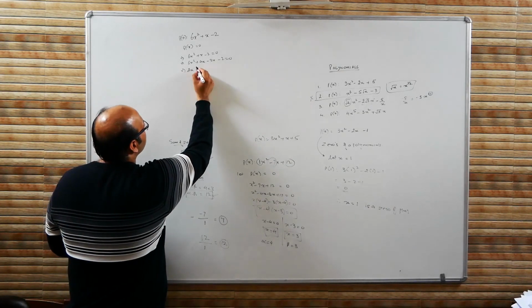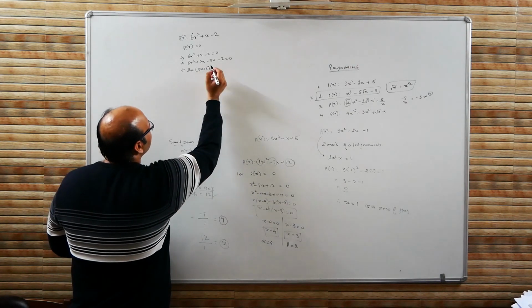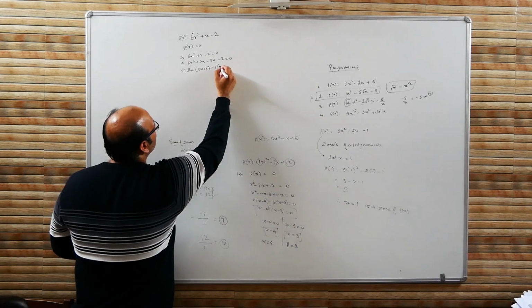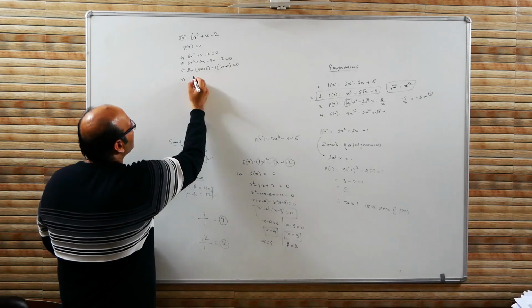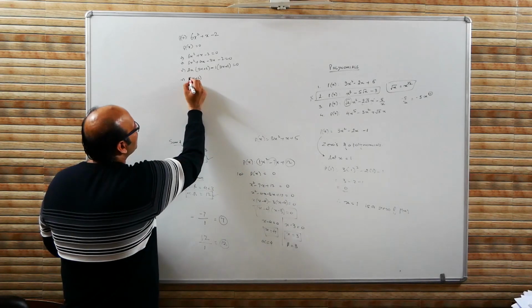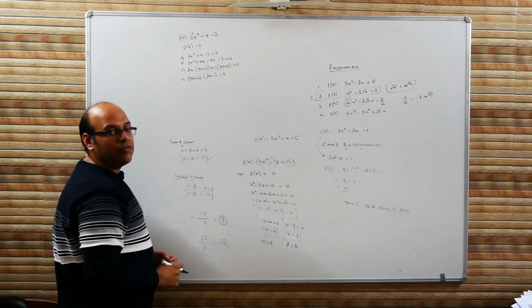So this happens as 2x. I can take common from the first two terms. This will be 3x plus 2, and I can take negative 1 common. This will be 3x plus 2, gives me 0. I can take 3x plus 2 common and I'll get 2x minus 1. So these are the two factors that I have.